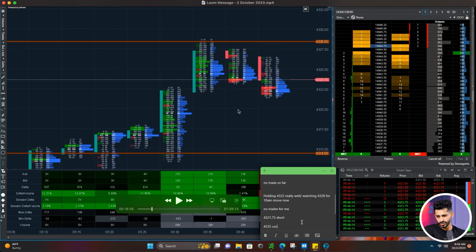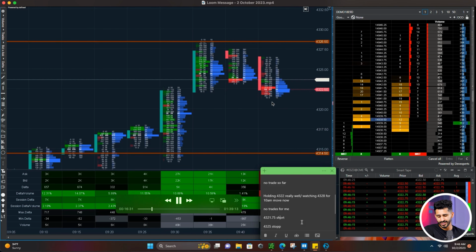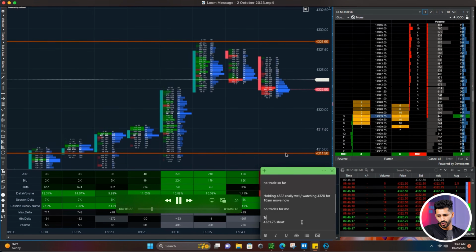So at this level, what I did here is I took a trade at 43.21.75. I looked for a cover at 43.25. That's where I am looking to cover. So at this point, I'm in a short, and I'm looking to target the 14 area. That's my first trade.